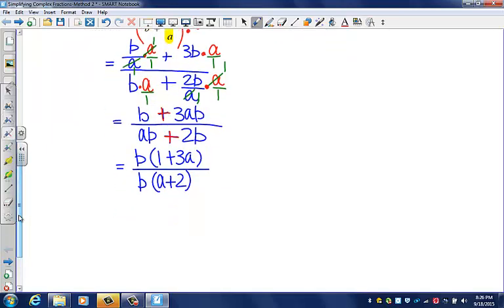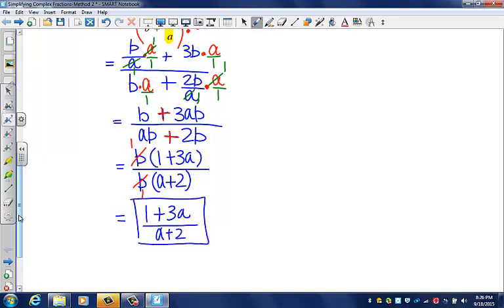So numerator and denominator have a common factor of b. I'm going to divide the b out of the top and bottom, and I'm left with 1 plus 3a over a plus 2. Simplified answer there. Same as I got in the last video for those of you who watched it.